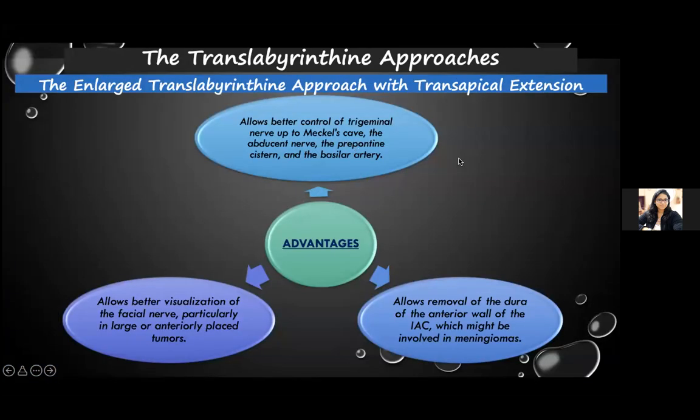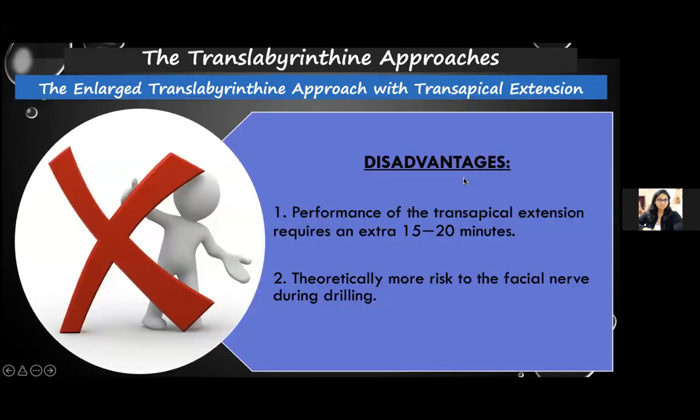Now here we have already seen many advantages. It allows better control of the trigeminal nerve up to Meckel's cave, and the abducens nerve, the prepontine cistern, and the basilar artery are in vision. It allows better visualization of the facial nerve, particularly in large or anteriorly placed tumors, and it allows removal of the dura of the anterior wall of the IAC, which might be involved by meningiomas. So these are the advantages of the transapical extension.